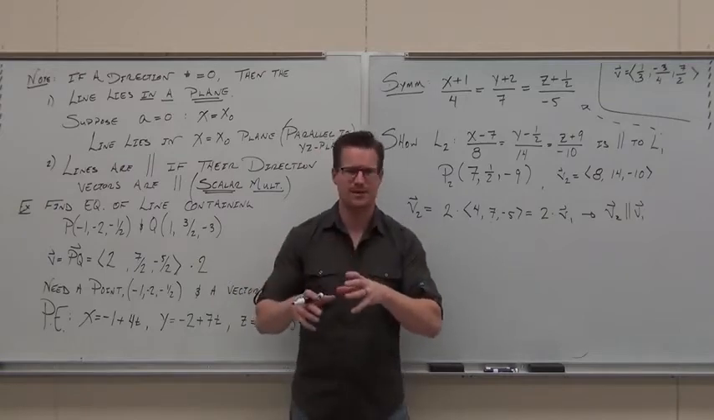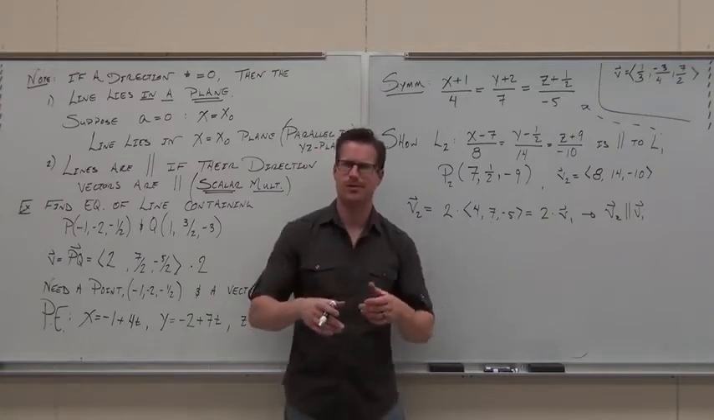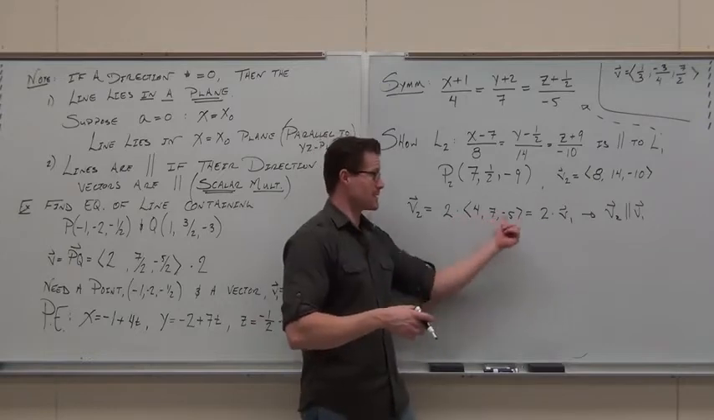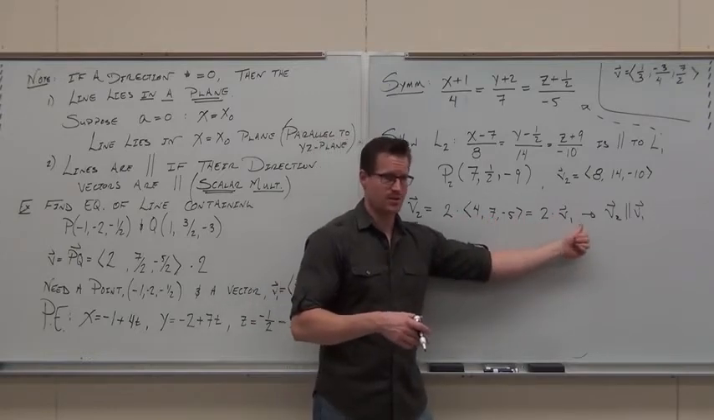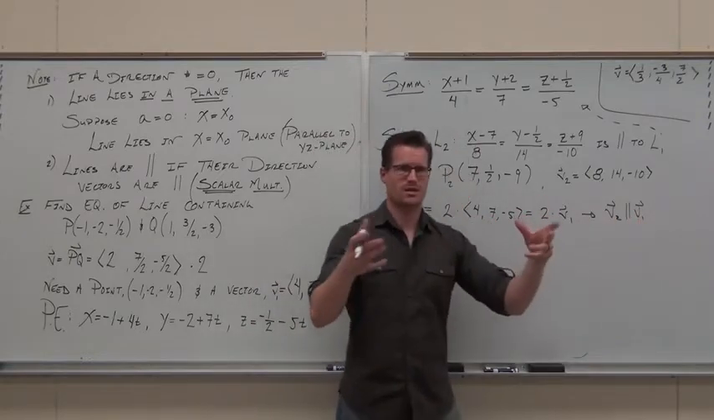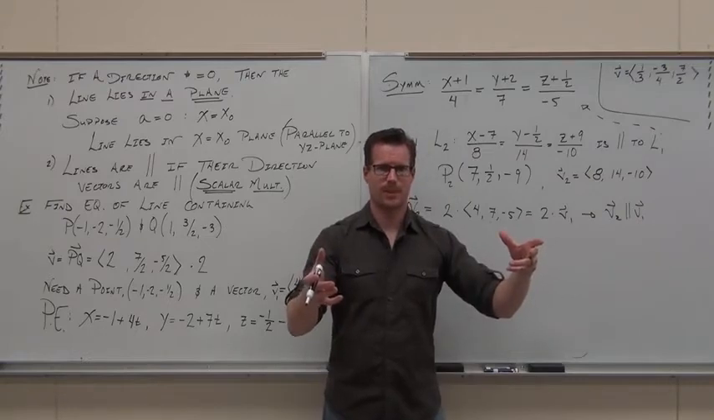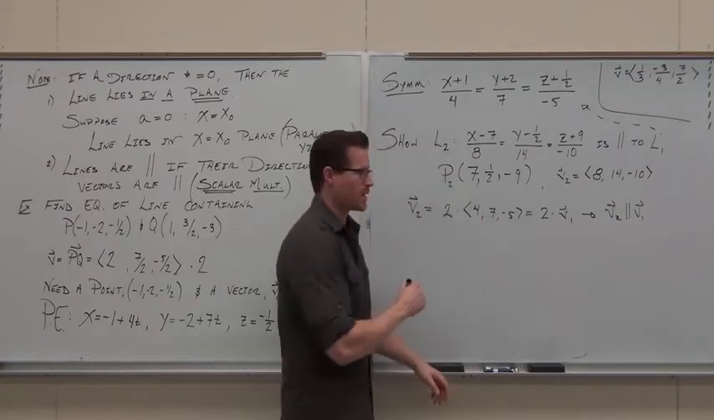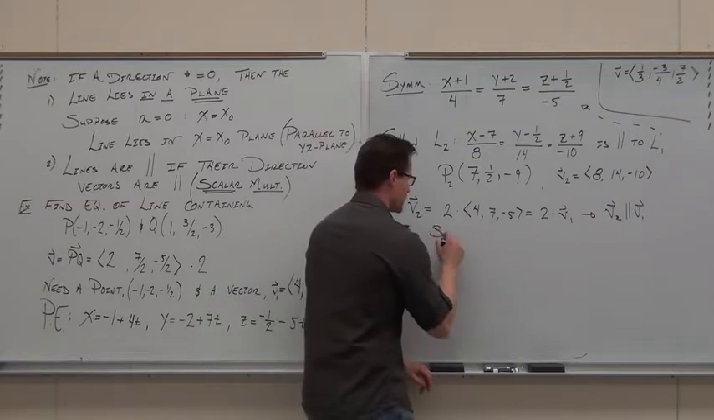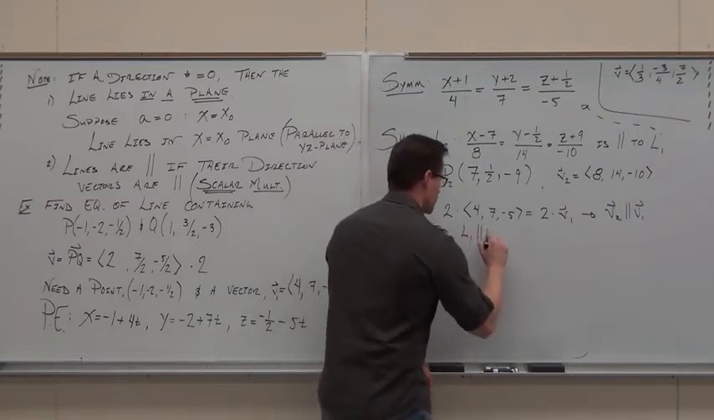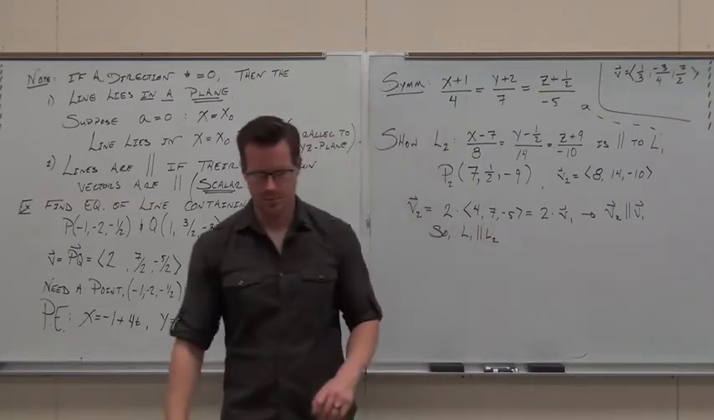It's pretty obvious. You go, well, that looks like it's 2 times every number. Huh, what's that say? Well, it says that it's literally 2 times every number. It says it's 2 times that vector. It says these vectors are parallel. What's it say about the lines? This proves that line 1 is parallel to line 2, or vice versa.